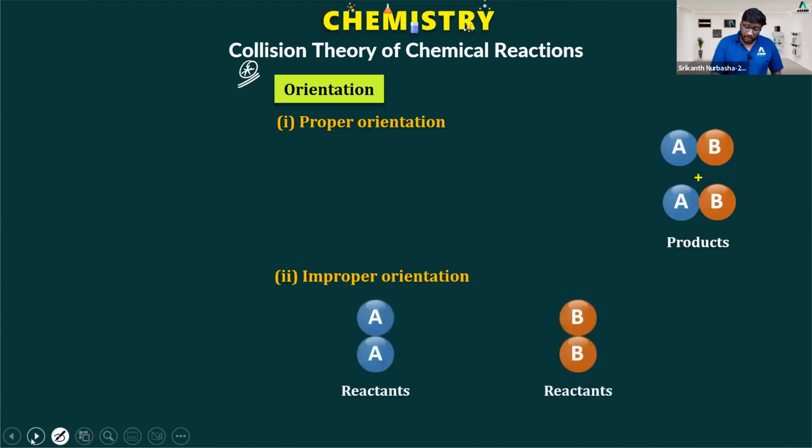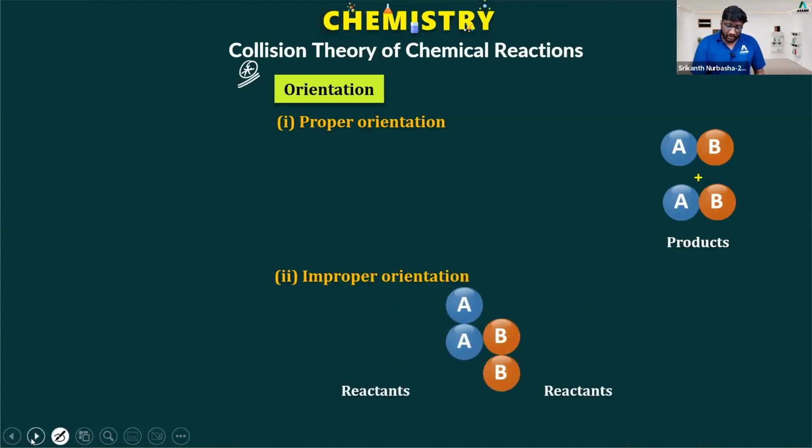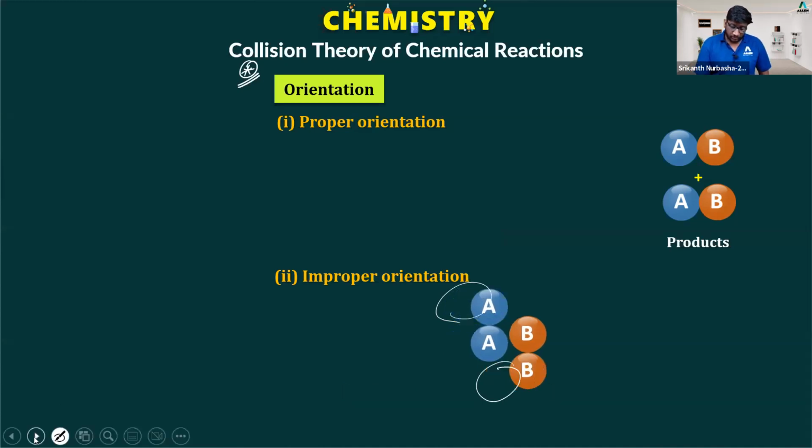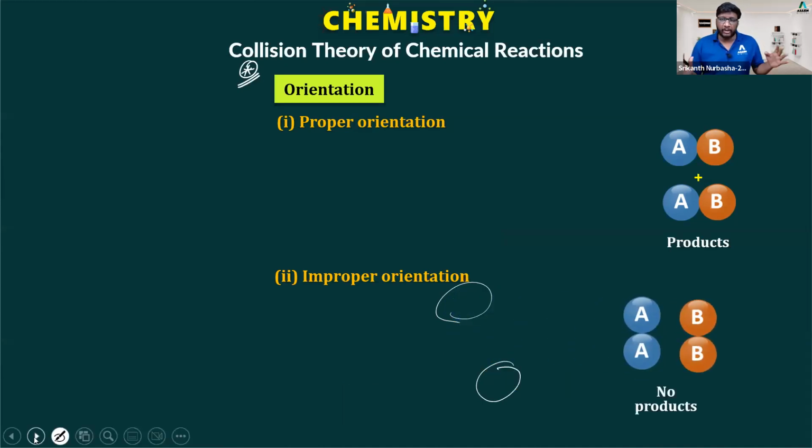Improper orientation, you can look at the animation. A and BB are colliding in this way. So this A atomic orbital and this B atomic orbital are not at all overlapping. There is no possibility of bond formation. Again, they will collide because they have energy. But since orientation is not there, they will again move in different directions, remaining as A and BB only. That is, no products are going to be formed.